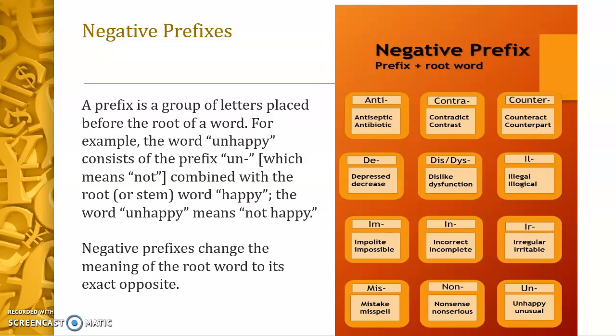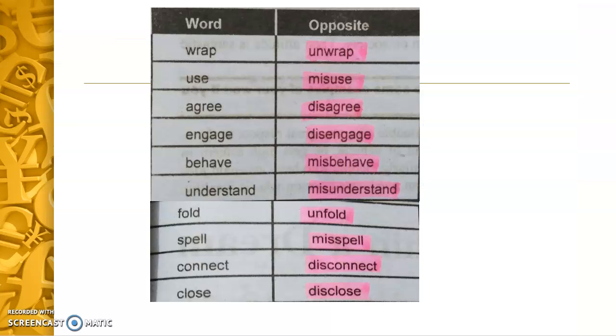So in the next exercise, what we are going to do is we are going to change the words that we have into its opposite by using these negative prefixes. So these were the words given in your exercise: wrap, use, agree, engage, behave, understand, fold, spell, connect, close. And these are the opposites: unwrap, misuse, disagree, disengage, misbehave, misunderstand, unfold, misspell, disconnect, disclose.